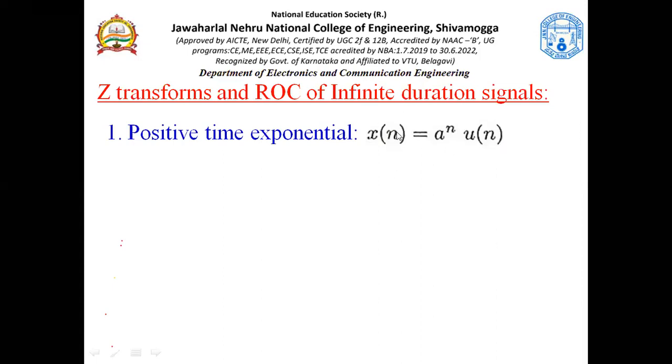Fine. Yeah, x of n is equal to a to the power n u of n. So this is a positive time exponential. And why is this infinite duration? Because u of n is there. U of n very clearly says that it ranges from 0 to infinity. So in that sense, they have considered this as an infinite duration sequence. Okay, so for this particular sequence, if we apply the Z transform, how would it look, and what would be the region of convergence for this particular Z transform?